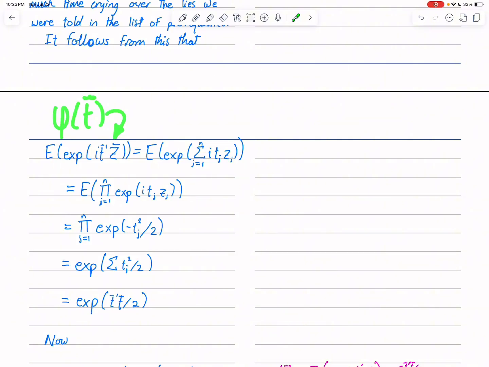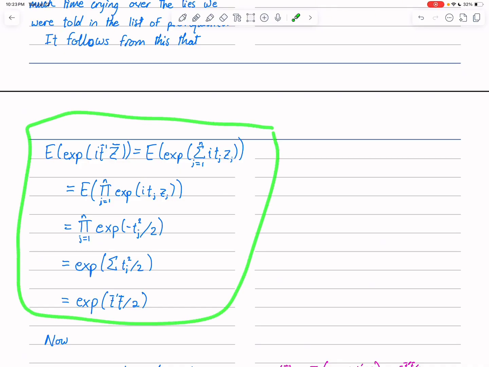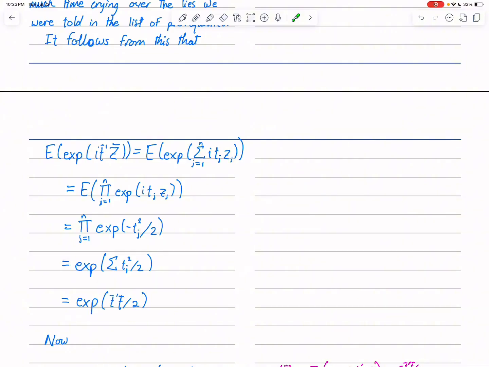And so what that means is, yet again, we're going to have the expected value of the expectation of i times, now here's where things get vectory, the vector t transpose times the vector z. This is all just some work and computation that's going to be useful when we actually get to the main steps of the proof, so bear with me on that.